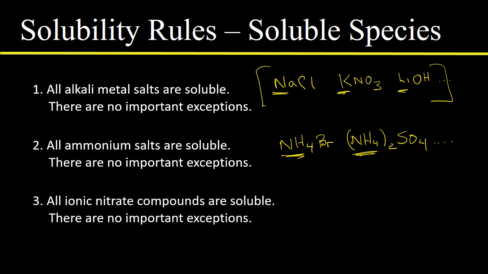Third one, all nitrates are soluble. So now we're looking at anions. If the anion is nitrate, it could be sodium nitrate, cobalt nitrate, silver nitrate, and so on. As long as the anion is nitrate, that's soluble.